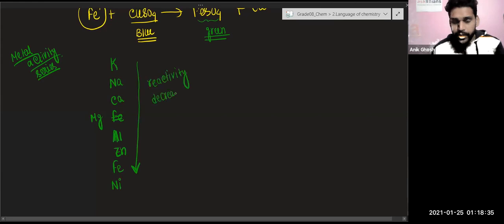So from there, I think you can understand. So copper comes after hydrogen. After there is hydrogen over here, after that comes copper. So you can understand if zinc and Fe are reacting with copper sulfate solution, they are going to replace that, isn't it? Because they are more reactive. So this thing is the most reactive.